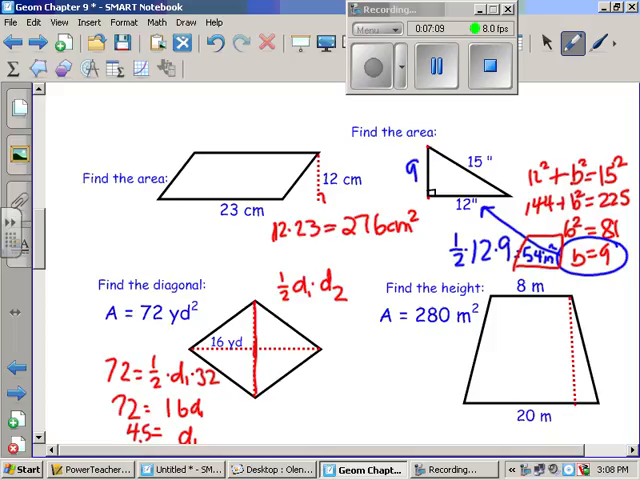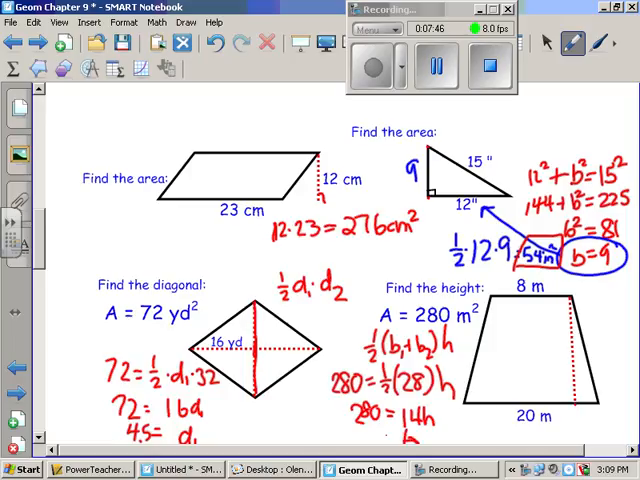So again, if you're finding the height, we know the formula for the area is 1/2 (b1 plus b2) times height. Okay, we don't know the height, but we know b1 and b2, and we know the area. So 280 is equal to 1/2, and then 8 plus 20 is 28, times h. So I get 280 is equal to 14h. I take 280 divided by 14, and that gives me 20. So the height is 20. All right?